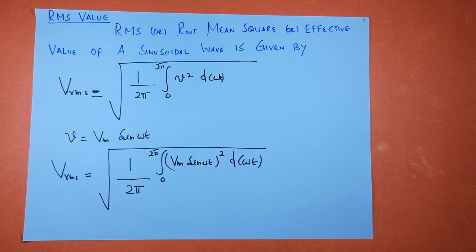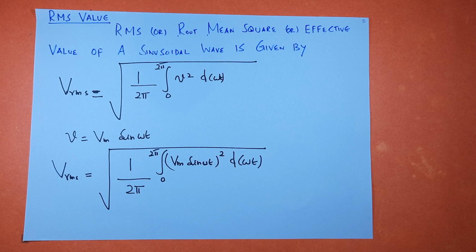RMS value. What is RMS? RMS means root mean square value. Sometimes it is also called effective value. For a sinusoidal wave, it is given by Vrms equal to square root of 1 by 2 pi integral 0 to 2 pi V square d omega t. So V equal to Vm sin omega t.